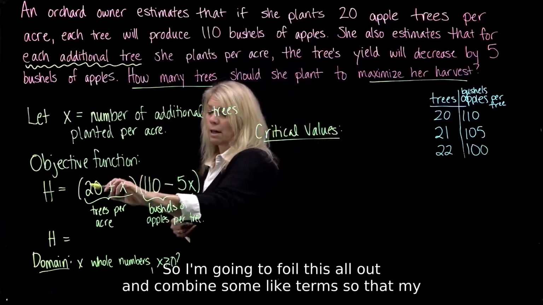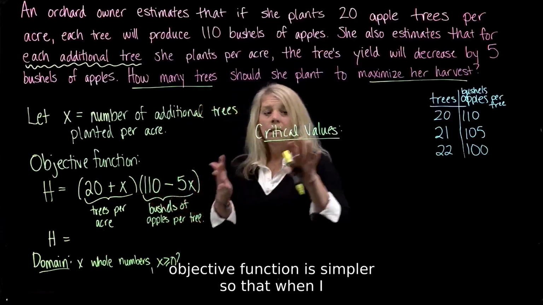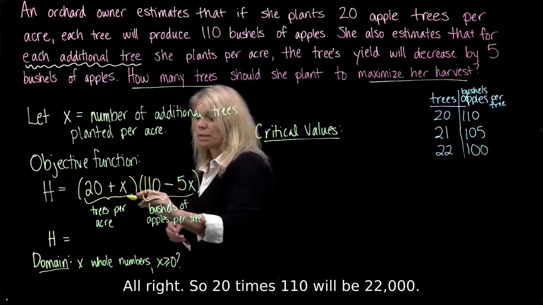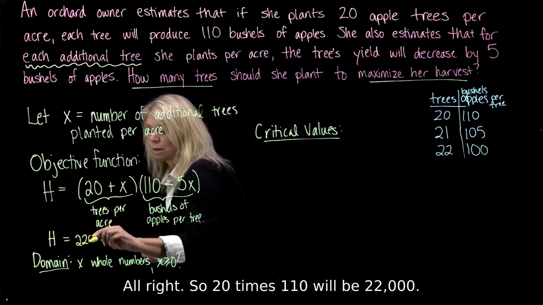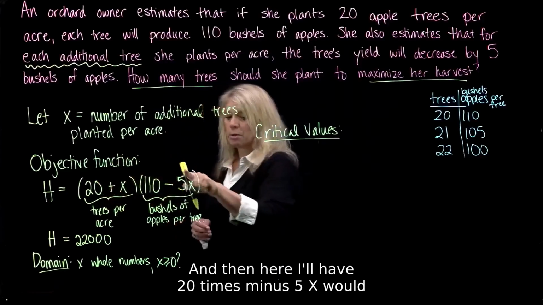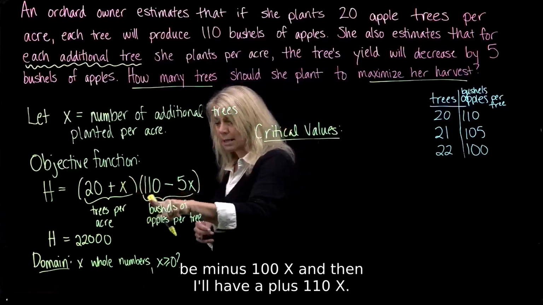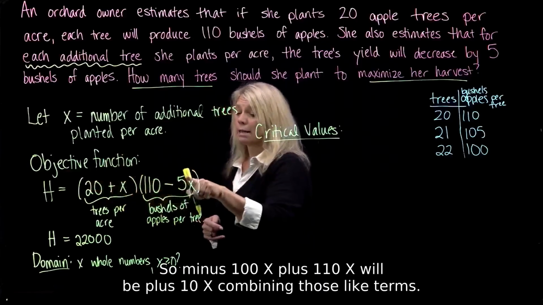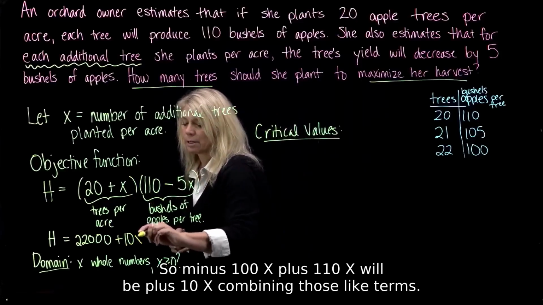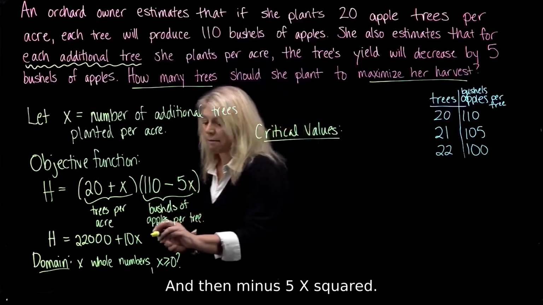So I'm going to FOIL this all out and combine some like terms so that my objective function is simpler, so that when I take that derivative, it's a little bit easier. All right, so 20 times 110 will be 22,000. And then here I'll have 20 times minus 5x would be minus 100x. And then I'll have a plus 110x. So minus 100x plus 110x will be plus 10x, combining those like terms. You can write that out as separate steps if you want. And then minus 5x squared.